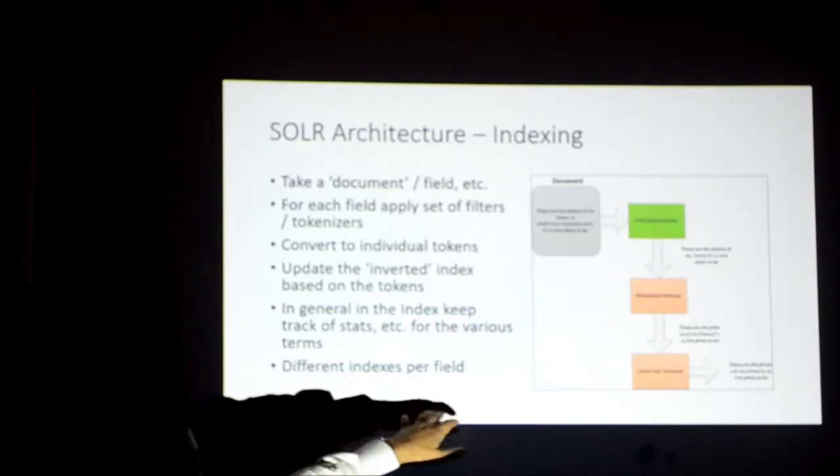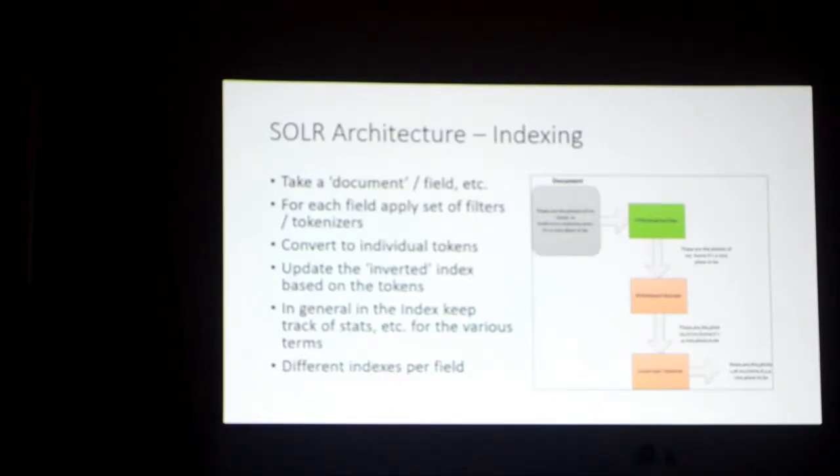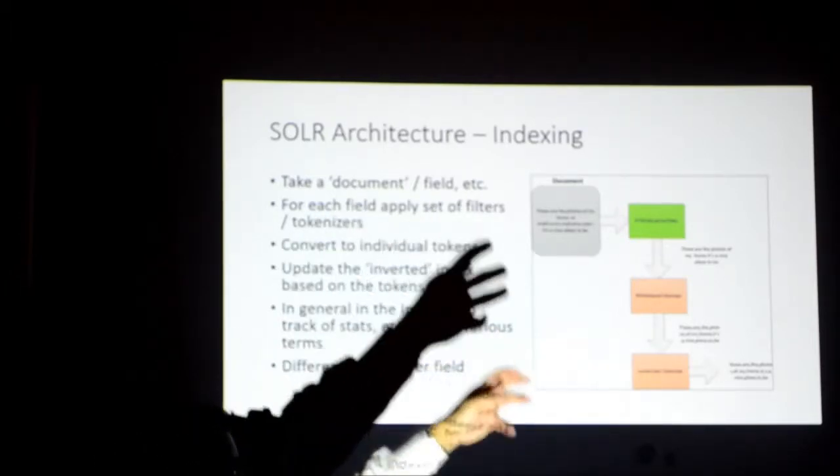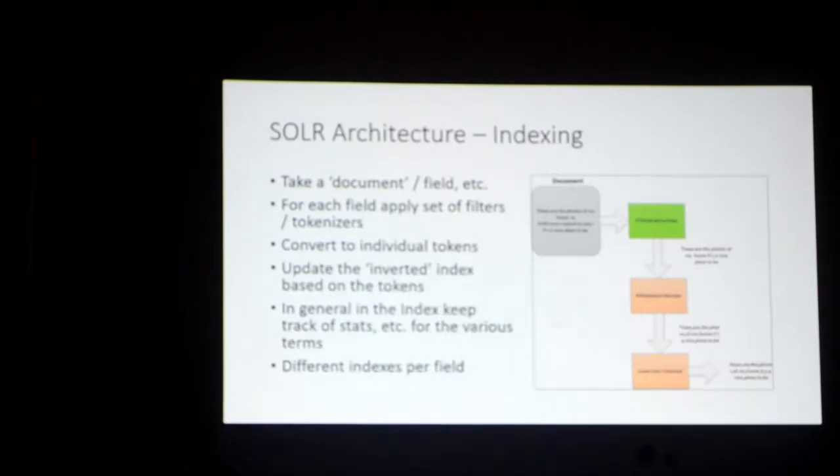And it has different indexes per field. In general, it's also smart about not just creating a simple index like you have in MySQL, but keeping track of a lot of stats about the index, like the maximum, the minimum, how many total entries there are, which it uses at the time of searching as well. So that's indexing, the first part. When you're inserting documents into Solr, into the index, this is how you define a transformation of the document into tokens, and for every field you can define different types of transformations that you want.